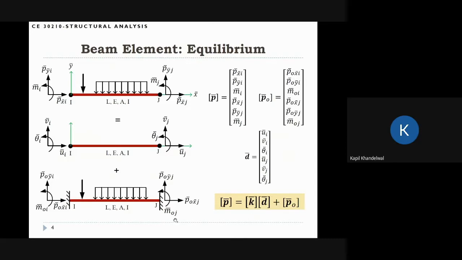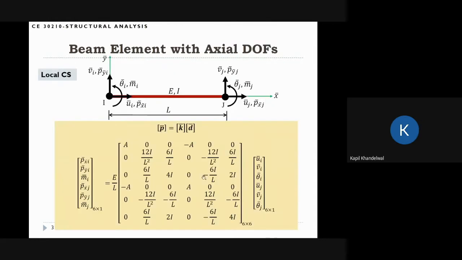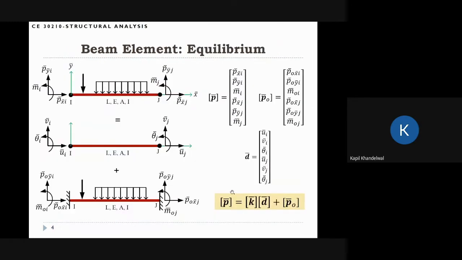P0 bar is the fixed end forces that are already given to you. So I have given you a lot of cases with different fixed end forces. So P0 bar just comes from that table. K bar is the stiffness matrix we just wrote. So this is your K bar. And this is the complete equilibrium for a beam element. And for the beam element, we always consider equilibrium in the local coordinate system. So you can see that for the beam element, we never have to worry about any other coordinate system. We just work with the local coordinate system.